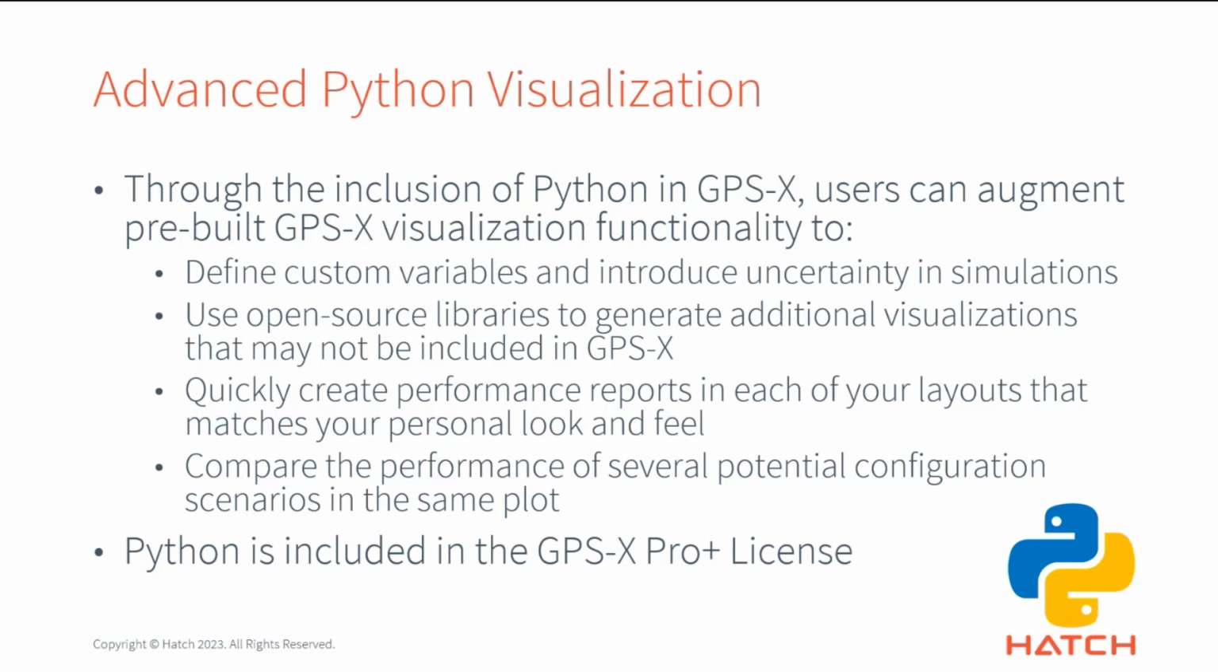And the reason we added Python to GPSX specifically is so that users can essentially augment the pre-built-in functionality that already exists in GPSX. This can be simulation-based functionality, or as we're going to focus on today, more visualization-based functionality. And you can augment this functionality in a variety of ways. For example, we have the ability now to define custom variables in Python that you can then use in your simulation of the GPSX layout, or you can have those instead be outputs, for example, that you can then take and plot to observe the performance of your plant.